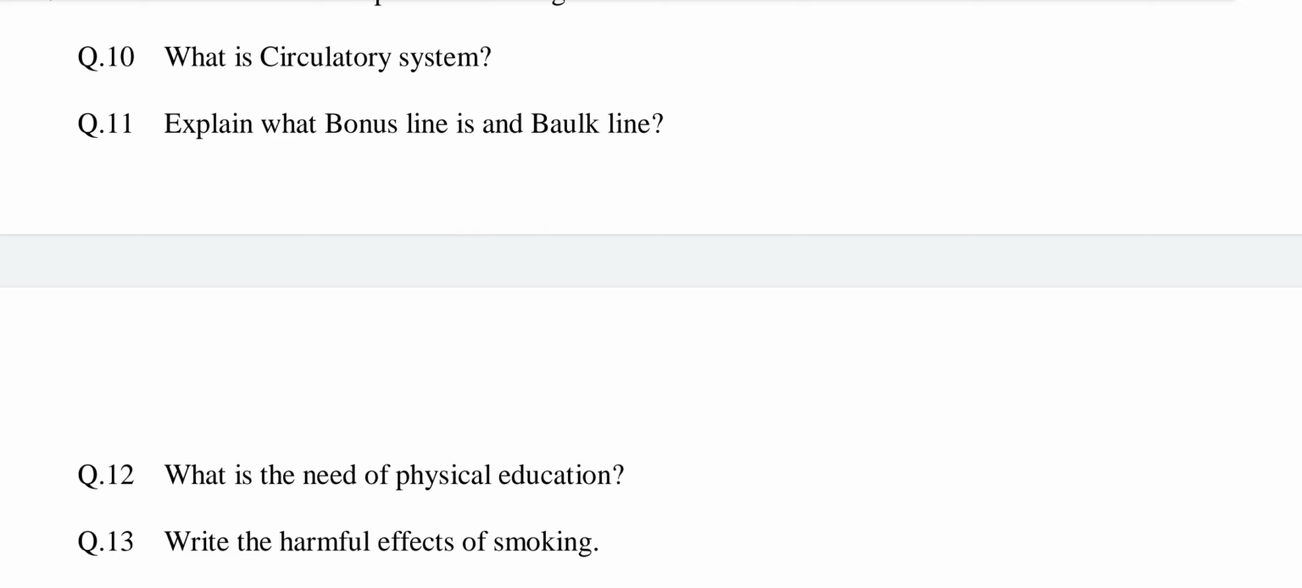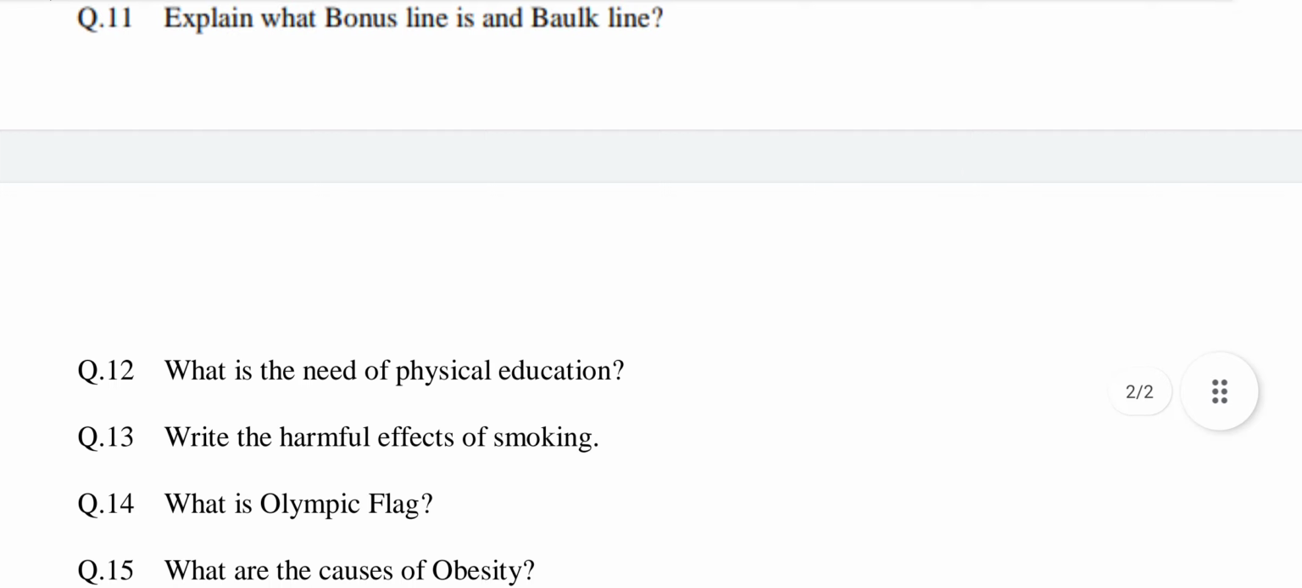Question number 11. Explain what bonus line is and work line. This question is related to chapter number 6, concept of major games and sports. The answer may be: first of all, explain bonus line. The bonus line is the line that is parallel to the work line, which is located between two lines and the distance is 1 meter.